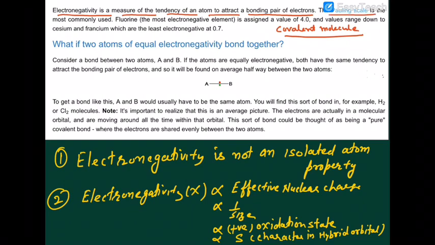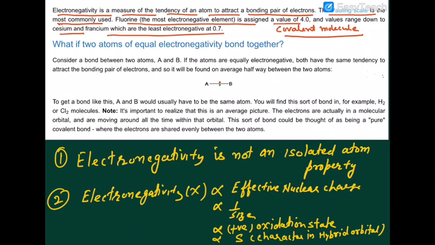The Pauling scale is the most commonly used. Fluorine is the most electronegative element, assigned a value of 4. Okay? And elements like cesium and francium are the least electronegative, at 0.7, but that value is determined by the Pauling scale, where an arbitrary value of 4 has been assigned to fluorine.